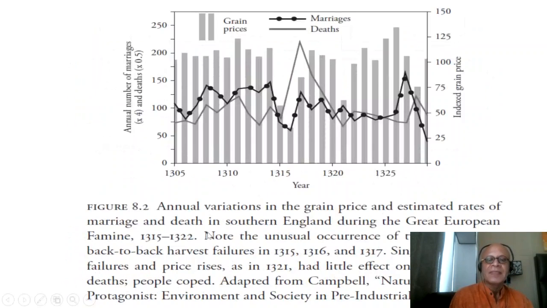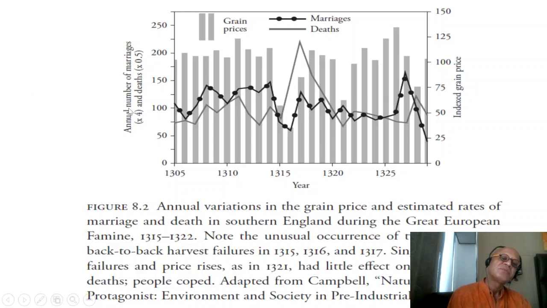Okay. Annual variations in the grain price and estimated rates of marriage and death in southern England during the Great European Famine of 1315 to 1322. Note the unusual occurrence of 2 consecutive back-to-back harvest failures in 1315, 16, and 17. Single-year harvest failure and price rises, as in 1321, had little effect on marriages and deaths. People coped. One perturbation doesn't necessarily do serious damage, but when it repeats, then people become more and more vulnerable, and things begin to fall apart.